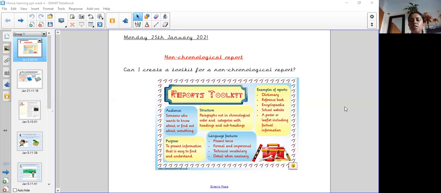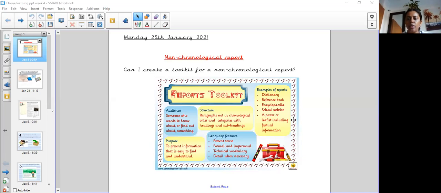So let's see what we're going to be learning about today. Today we are going to be creating a toolkit for a non-chronological report. If you remember back to last week's lesson, we looked at different types of non-chronological reports. Today we're going to be looking at what things are included in our non-chronological report.